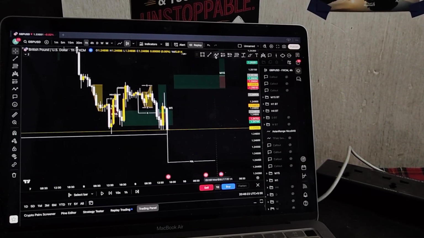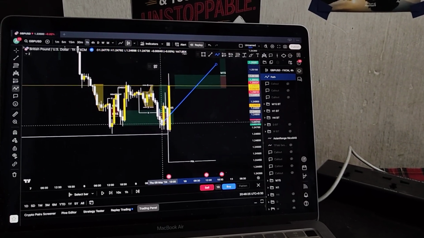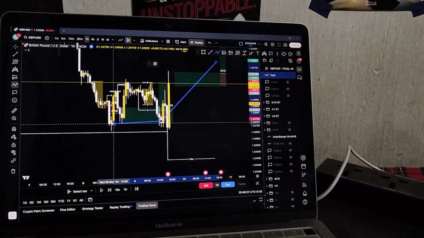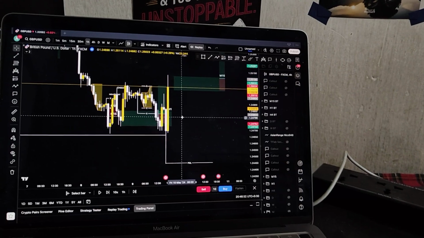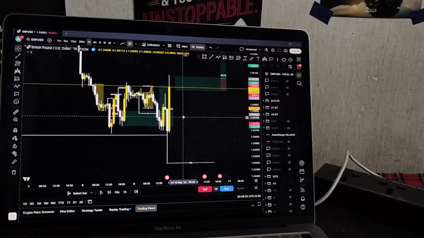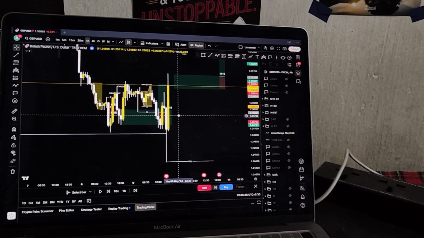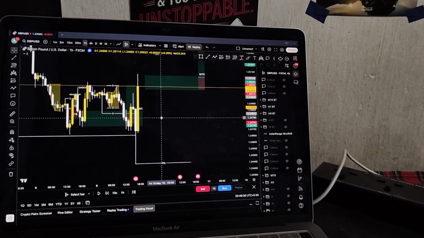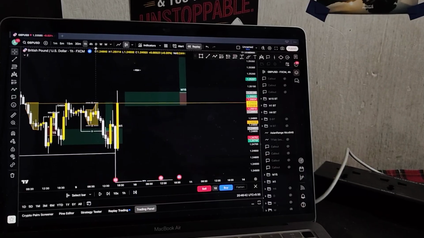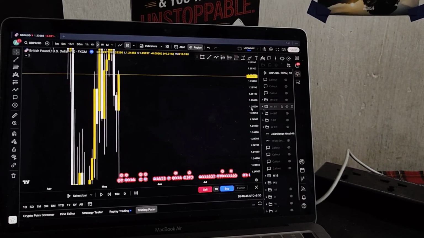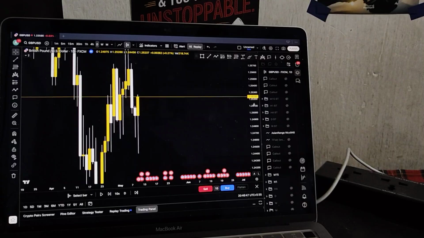So the idea was still correct, as you can see, but the move did happen from the demand zone below the zone. So we only want to trade whenever the bias is clear and whenever everything is in our favor. So this was a losing trade on Thursday. I have journaled it, so got to learn a lot of things on Thursday.